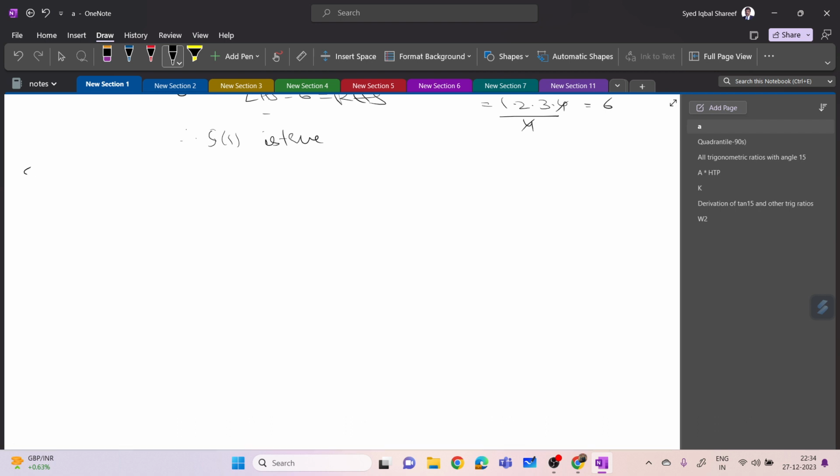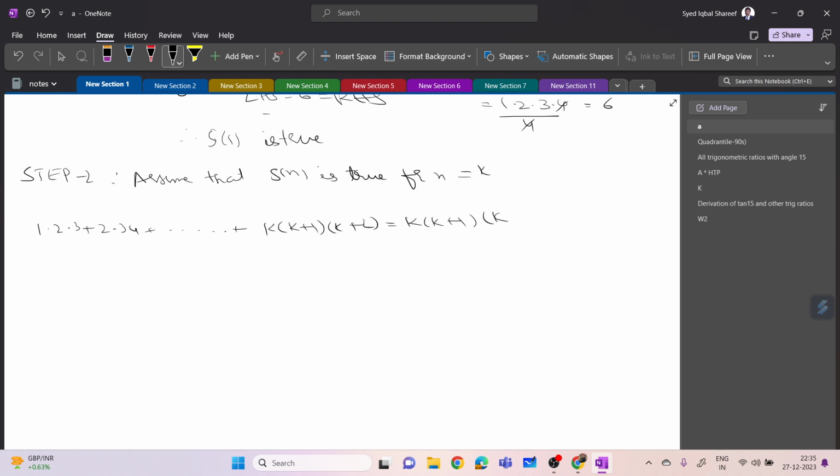Now step 2, we have to assume that S of n is true for n equal to k. That means 1 into 2 into 3, 2 into 3 into 4, and so on, up to k into k plus 1, k plus 2, equal to k into k plus 1, k plus 2, k plus 3 by 4.